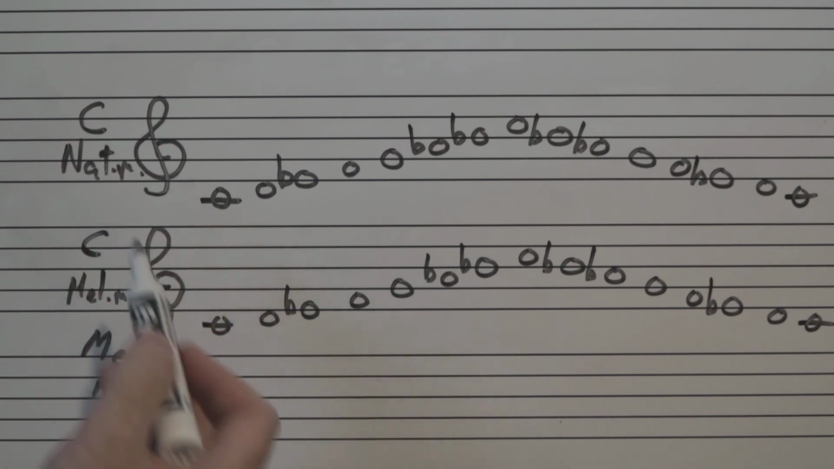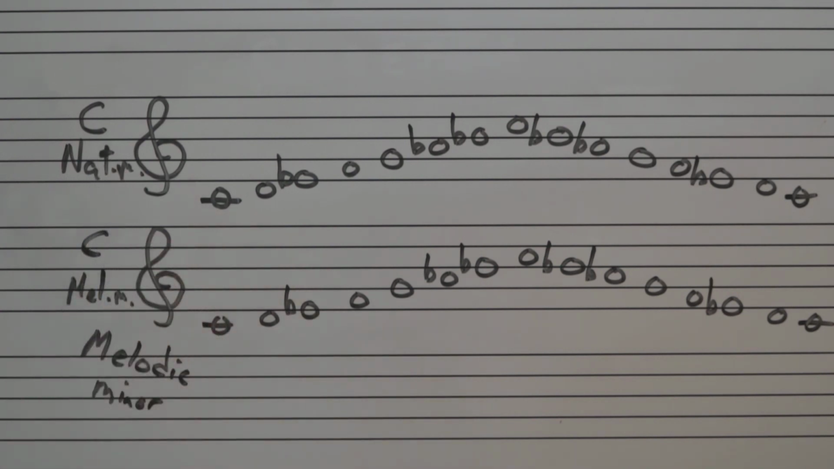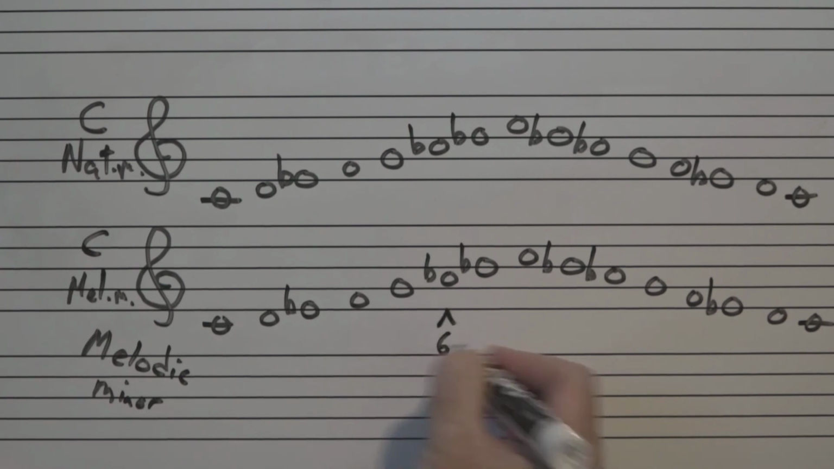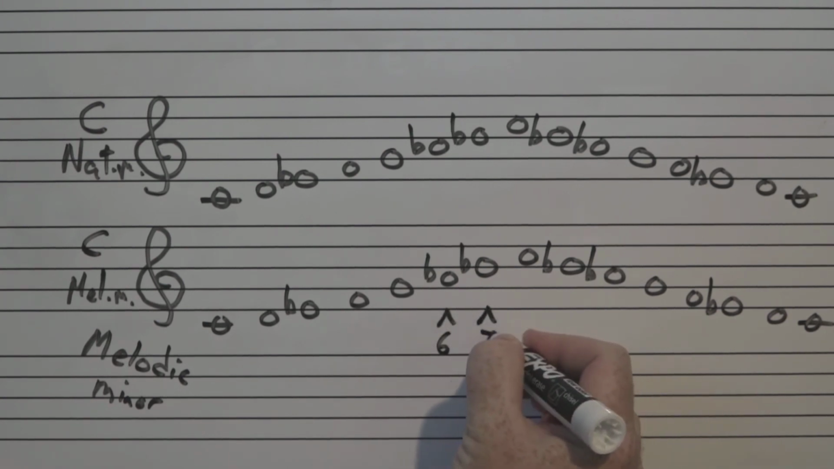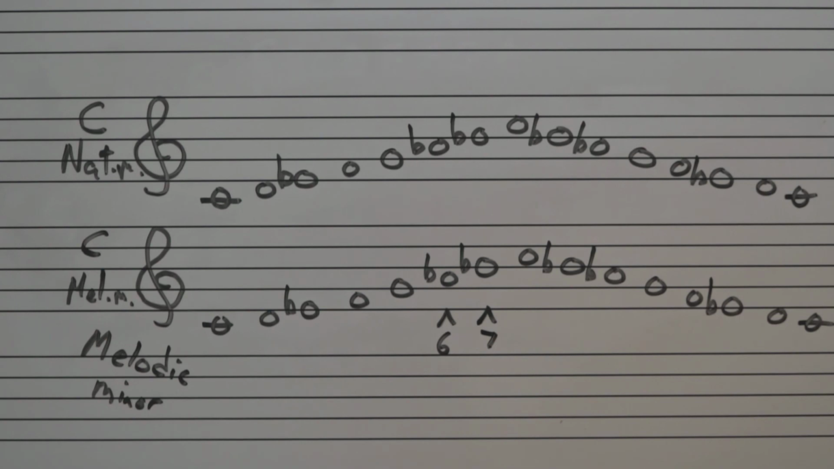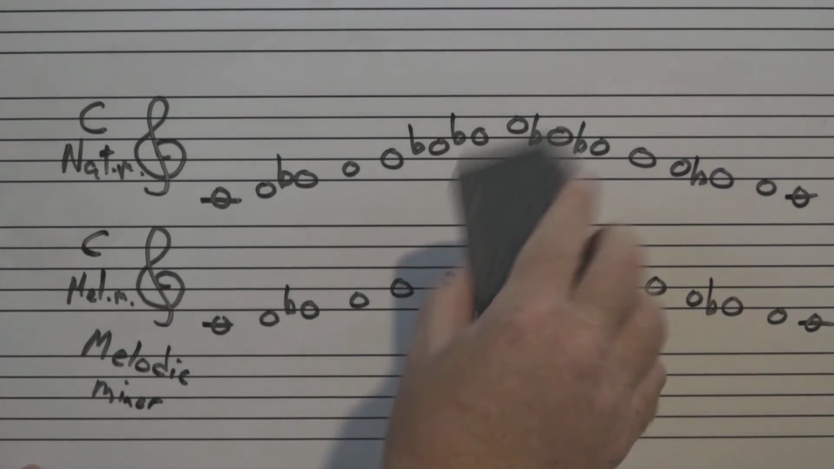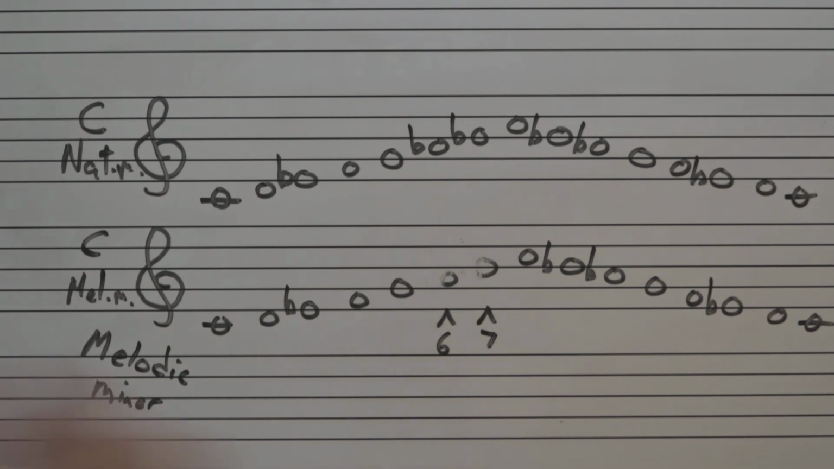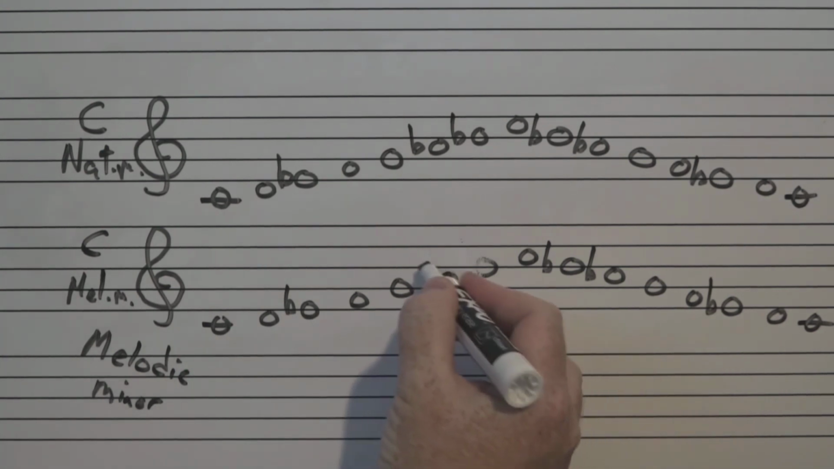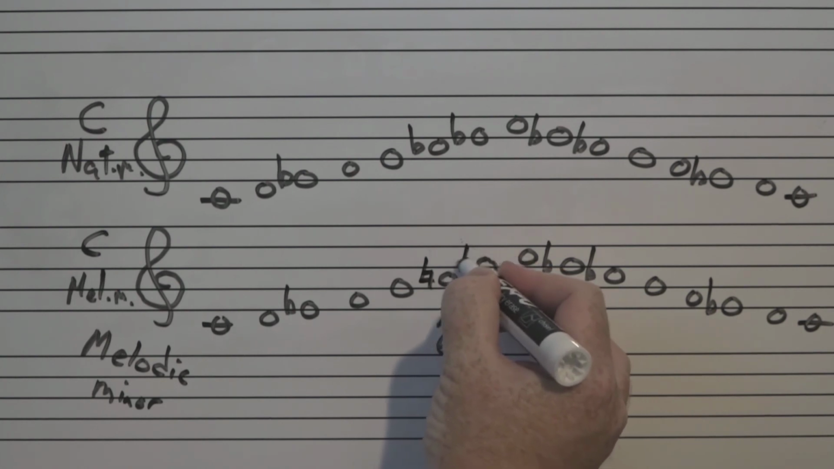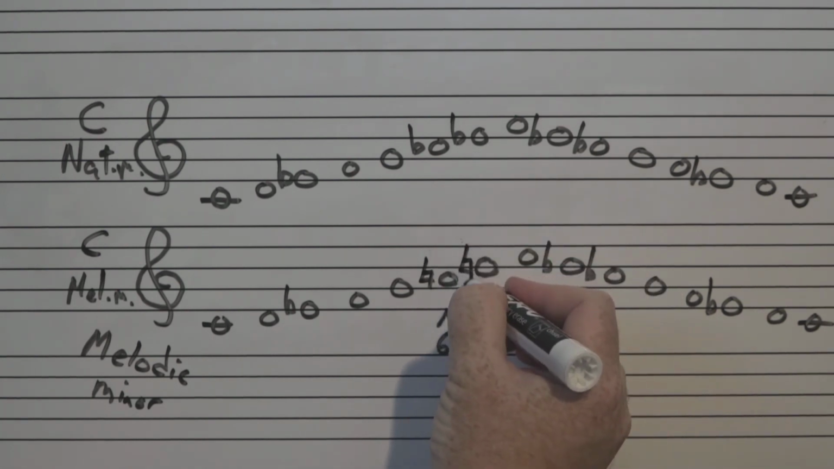So between the natural minor scale and the melodic minor scale, there's only 2 slight differences. And that is specifically on the way up, and it's scale degree 6 and scale degree 7. Those will be raised to A natural and B natural.